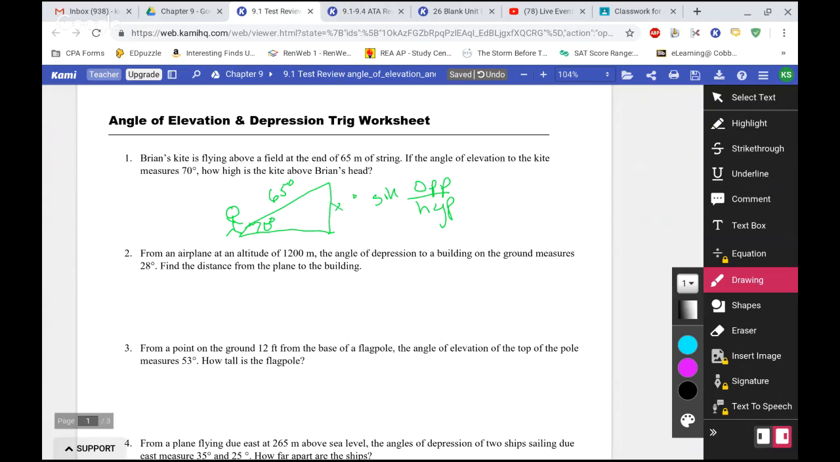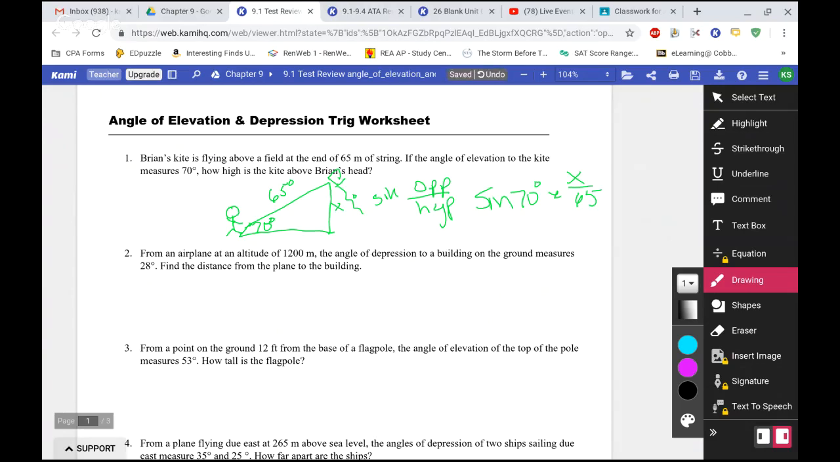And then we don't know what this is, because I'm assuming his string is going to be the hypotenuse at an angle, right? Isn't that what you would think too? Yeah, that way makes sense, because his kite is up here in the air. That is sine of 70 times 65.